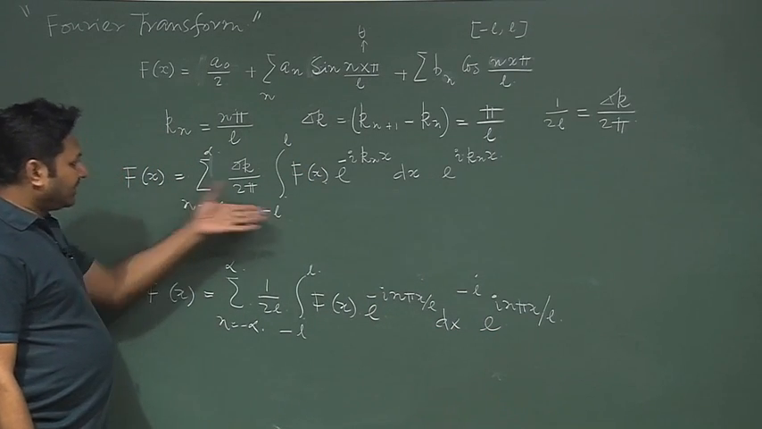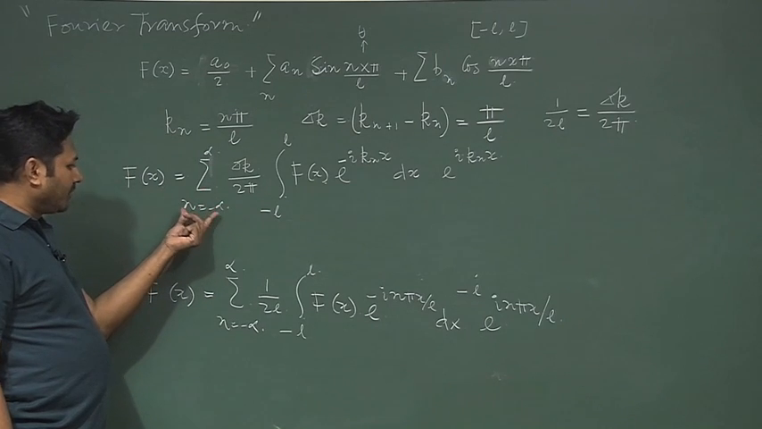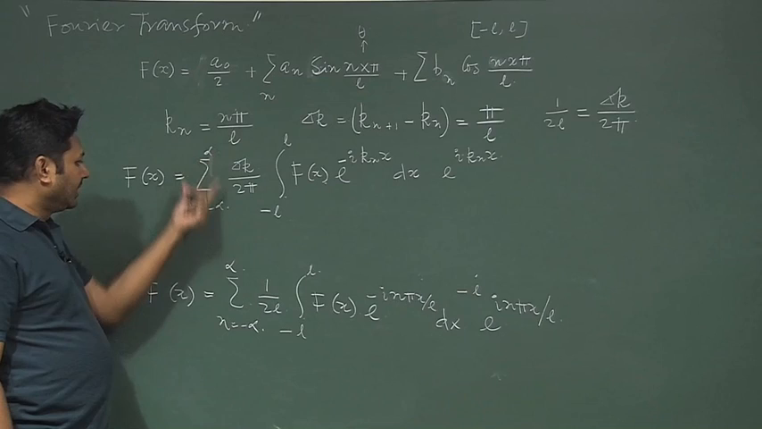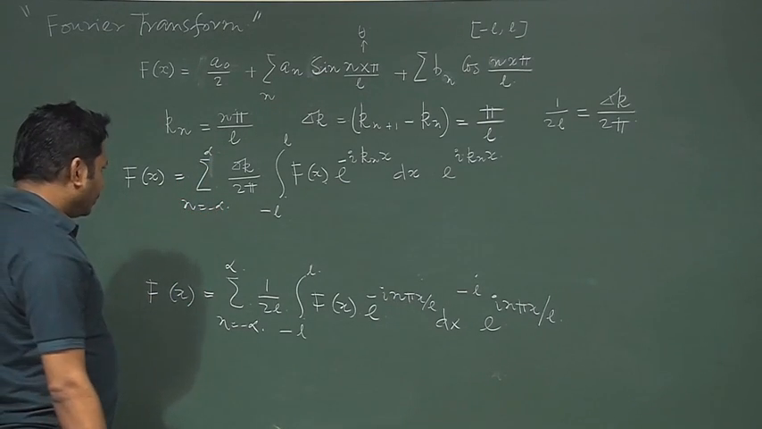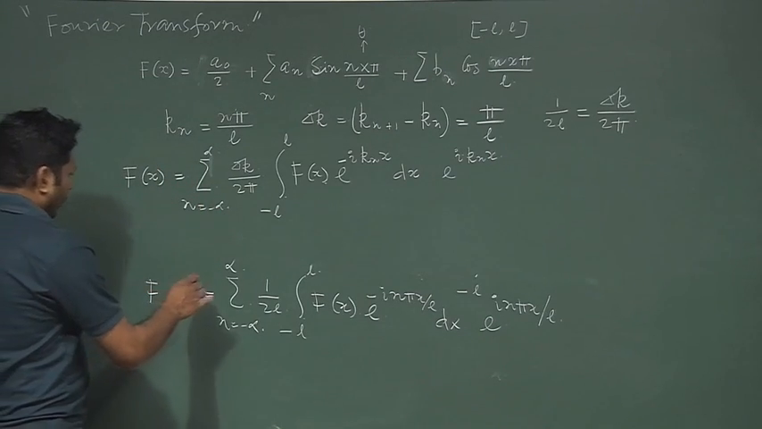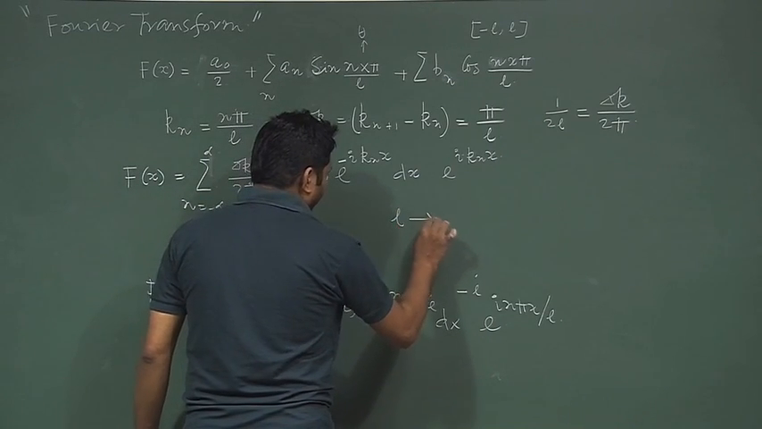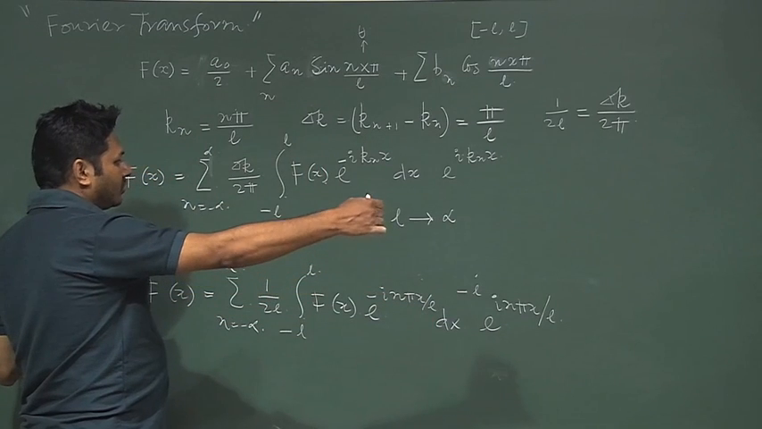Up to this I have something which is discrete, because my summation is also from minus infinity to infinity, so this summation is a discrete summation. But now one important thing I will do is change these things. I will take L tends to infinity, so I will extend my limit to infinity.